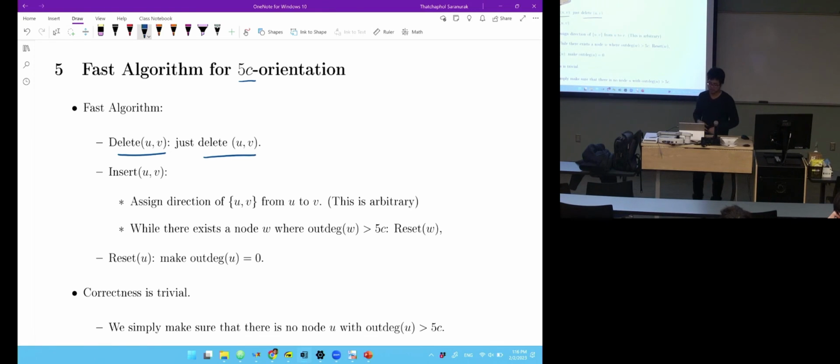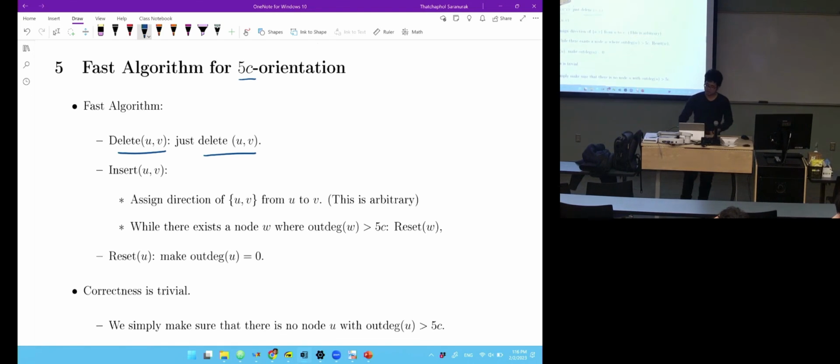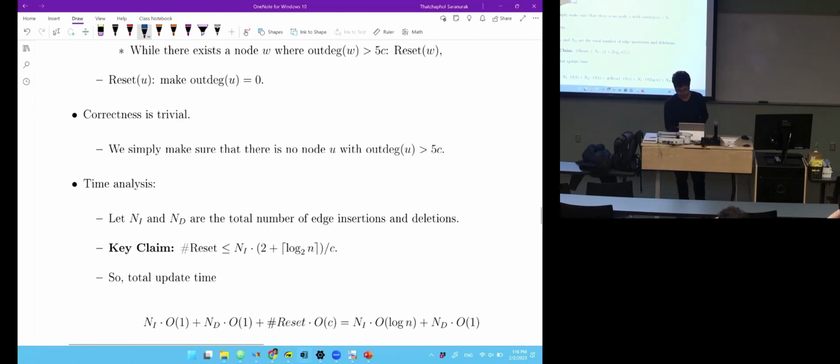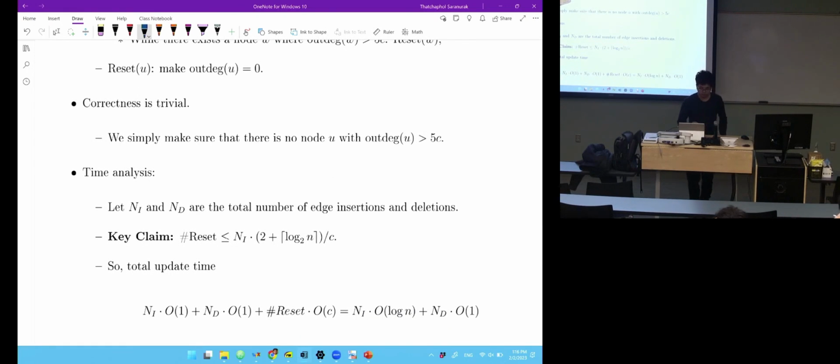Now the correctness is trivial, because you just make sure that no one has outer degree more than 5C. But why is this algorithm fast? It looks like some propagation can happen, right? You reset this node, it might now increase the outer degree of some other node, and so on. You might keep resetting a lot of times. So my claim is this. The number of resets must be small, actually.